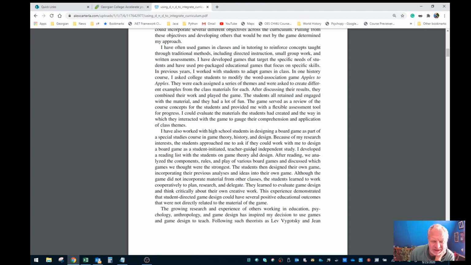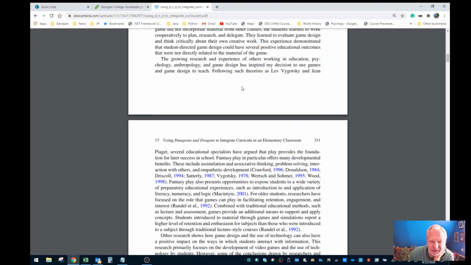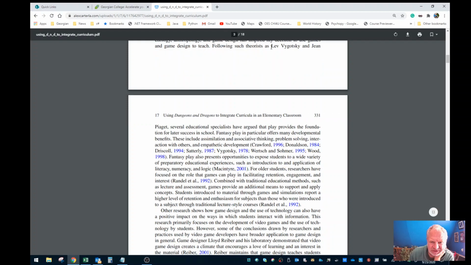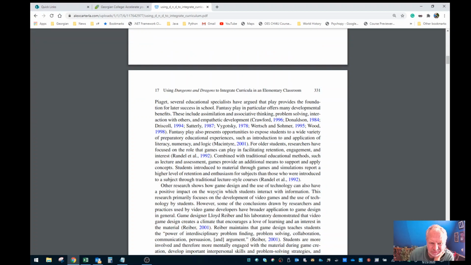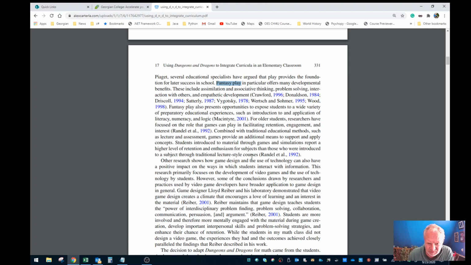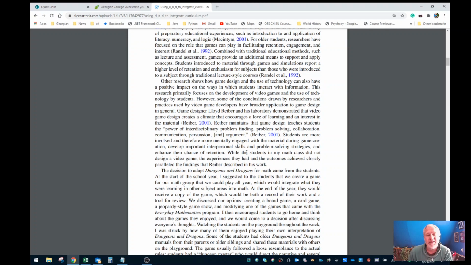I don't see any other literature. Oh, here we go. Greg and others, inspired by the use of gaming by philosophers Lev Vygotsky and Jean Piaget, two leaders in developmental psych. Here's a topic I can look at if I want to look at something even more specific than Dungeons and Dragons: I can look at fantasy play. Okay, so that's a good start.